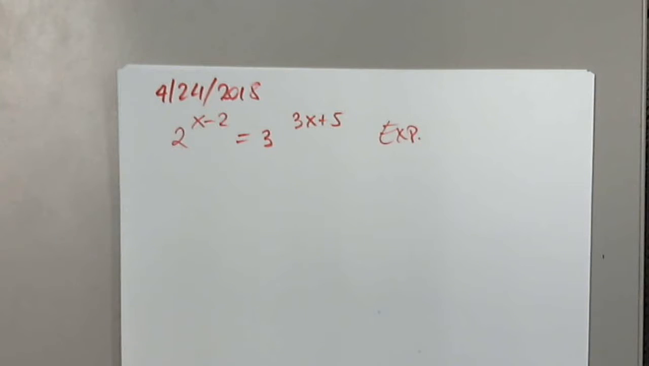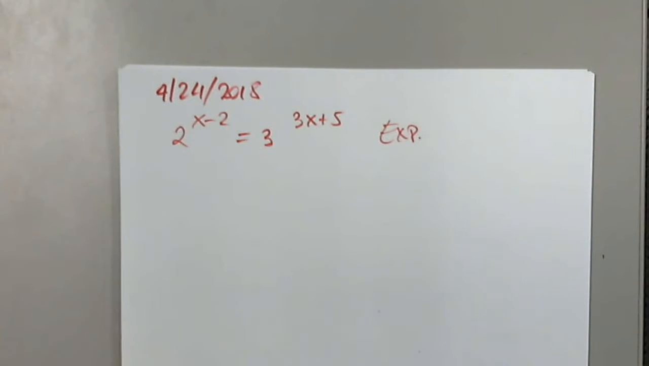Yes. And the answer is no. 2 and 3 cannot be presented with the same base. They're both prime numbers. There is nothing I can do. I cannot change the base. No. On an exponential, I cannot change the base. I wish I could. So then what can be done?